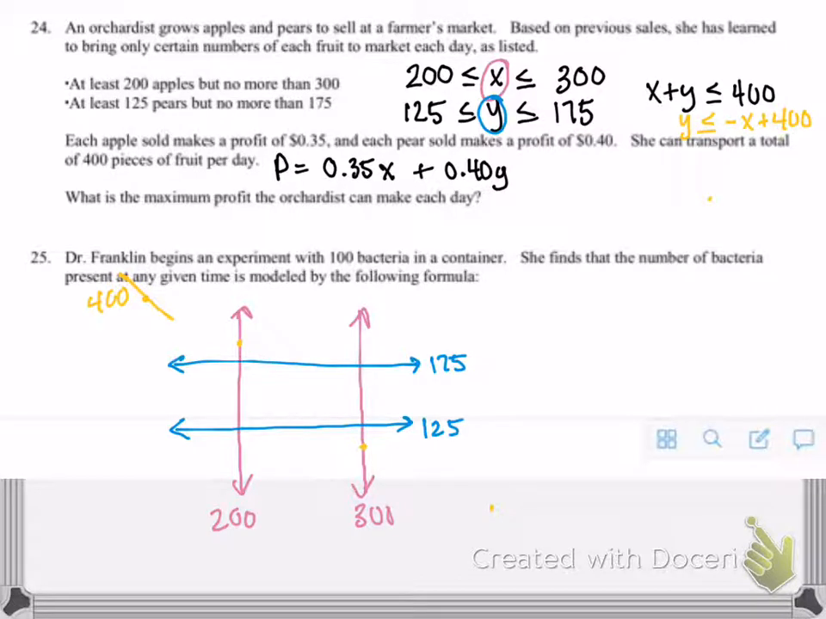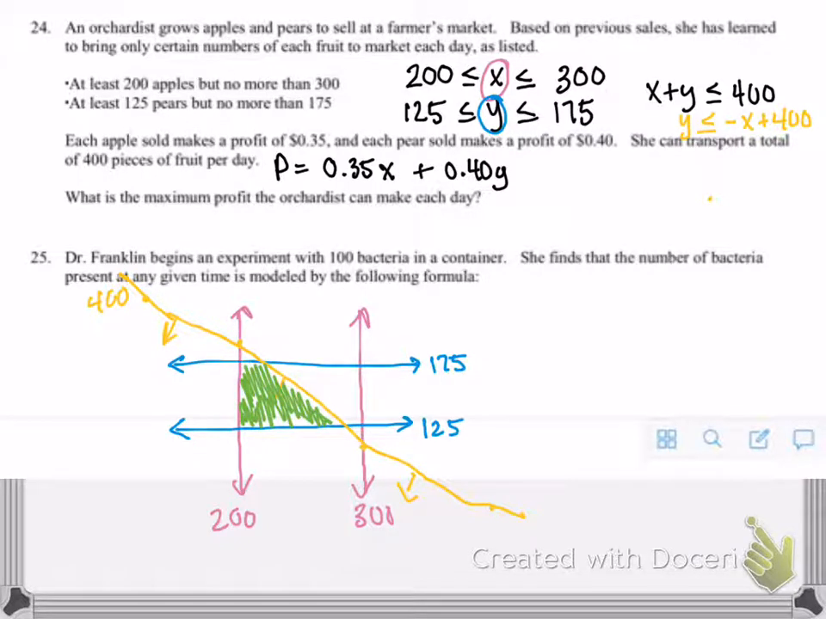And this is also going to be a solid line. And for this one, I'm going to be shading below it. So I'm shading below the yellow line and in between the pink and blue ones. So this is the area that I'm looking at for my feasible region.